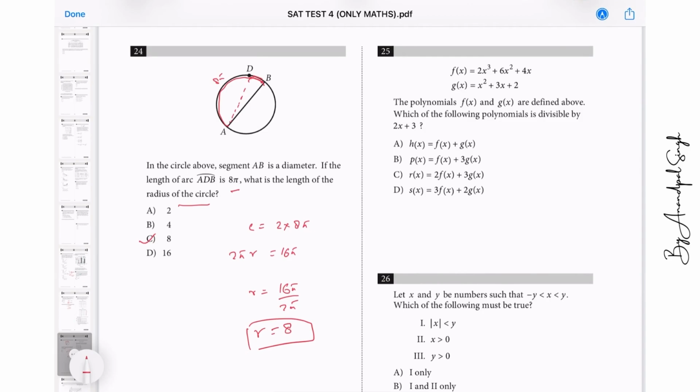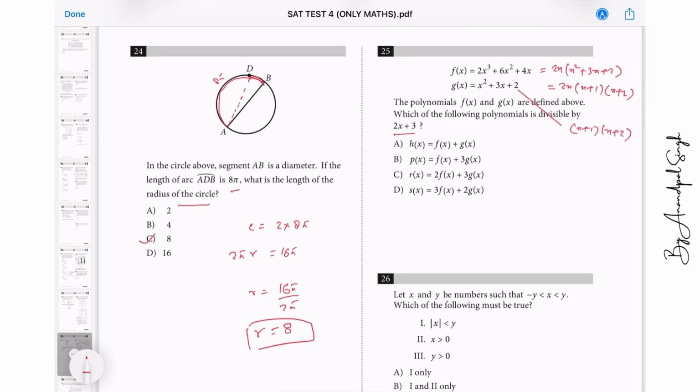The polynomials f and g of x are defined above. Which of the following polynomials is divisible by 2x plus 3? So what I will do, I will simply find their factors first of all. If I take the factors over here, I will take 2x common, I will get x squared plus 3x plus 2. So that accounts to 2x times x plus 1, x plus 2. And if I factorize this g of x, I will simply get x plus 1 into x plus 2.